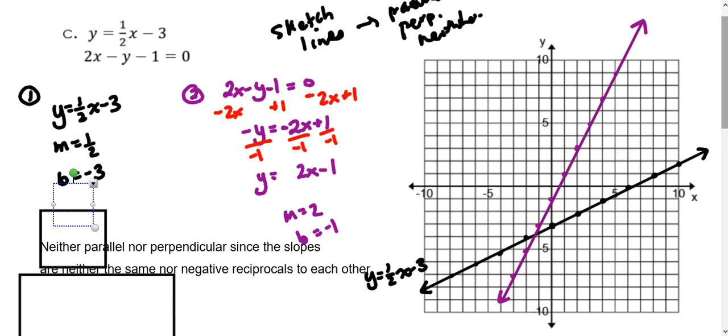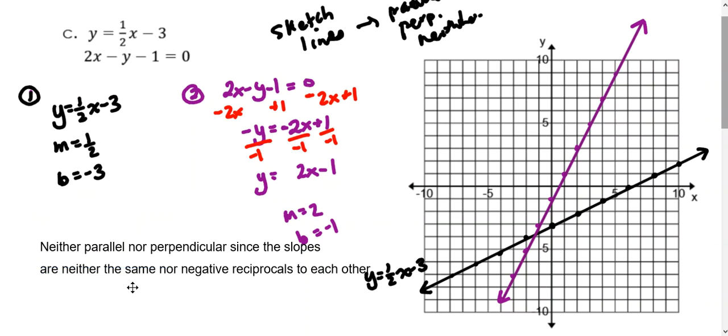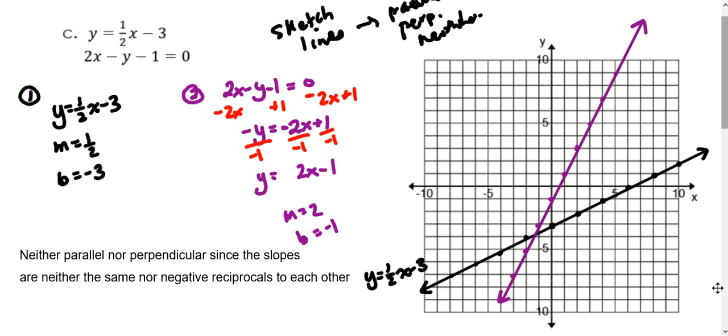So I'm just going to get rid of those. Okay, so that's our deciding line. All right, so I'm going to put the equation on for the other one. So this one is 2x minus y minus 1 equals 0. So there's my answer. Neither parallel nor perpendicular, since the slopes are neither the same nor negative reciprocals of each other. All right, so that's the basic idea.